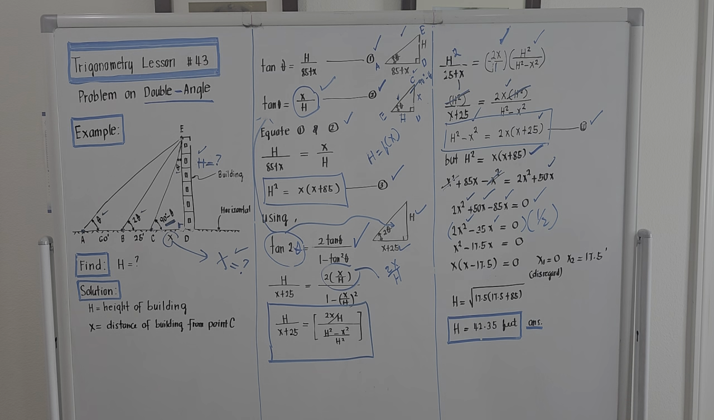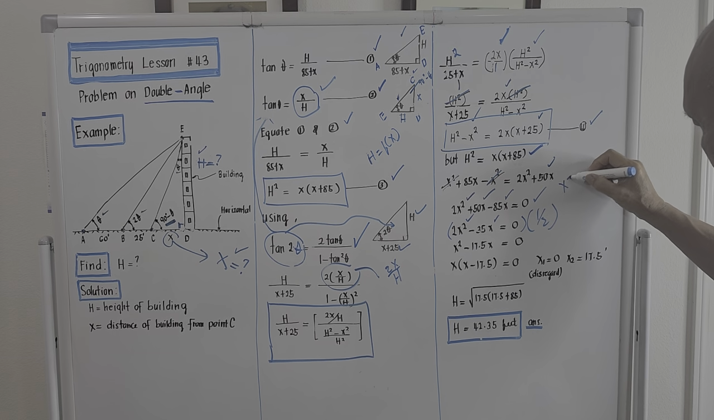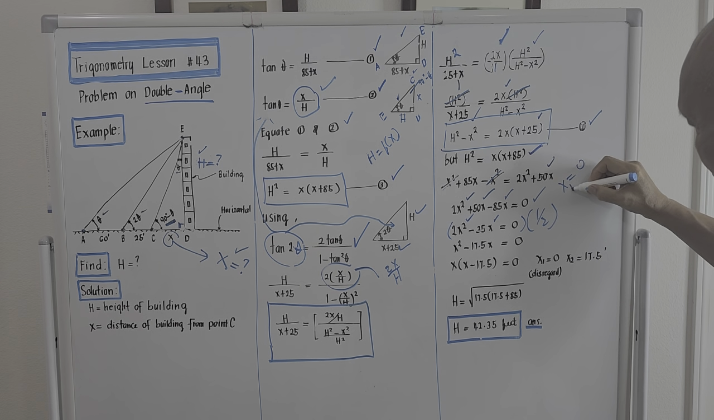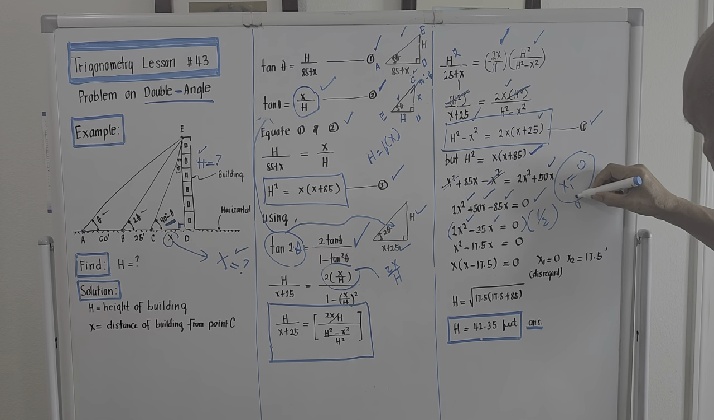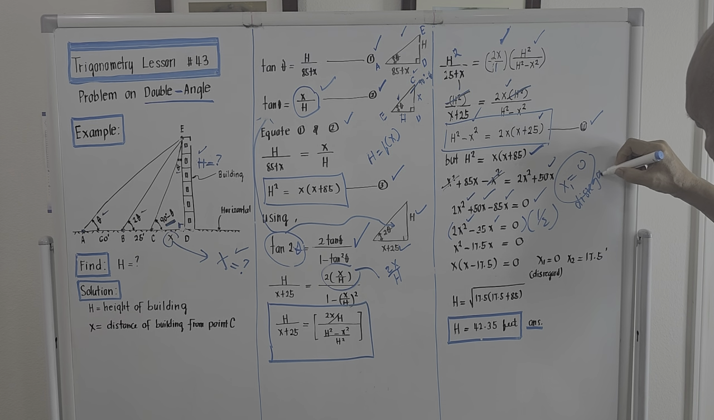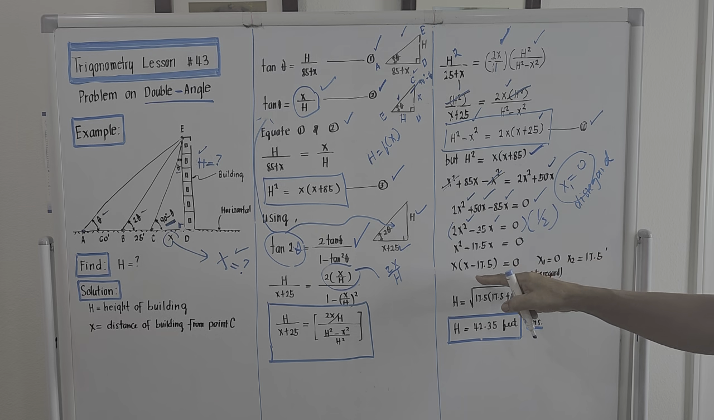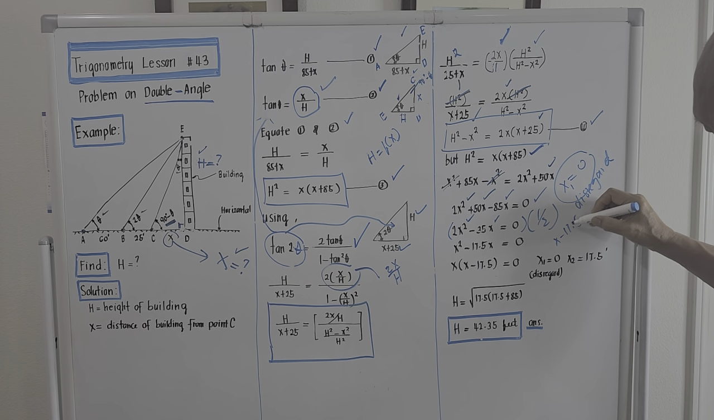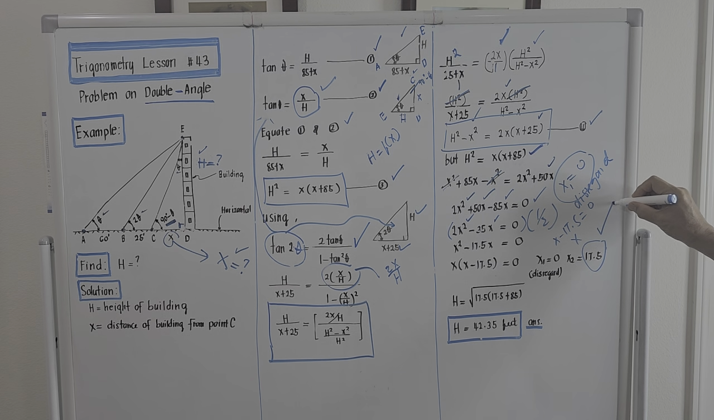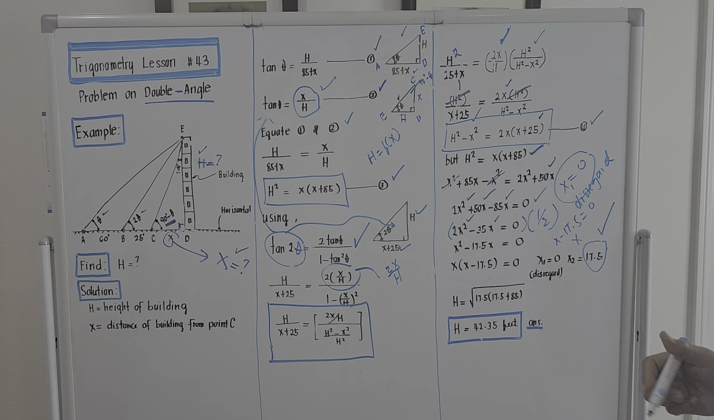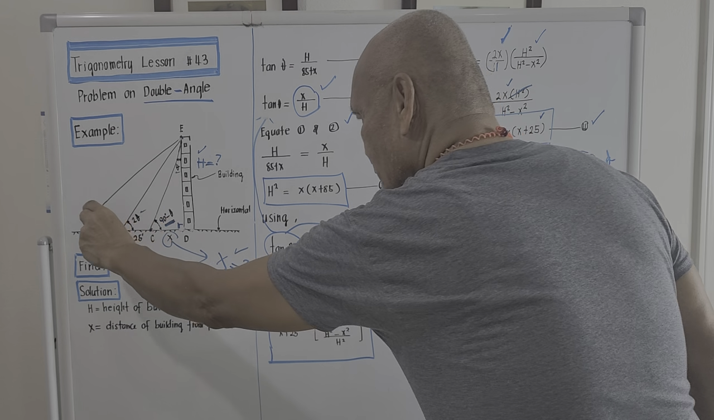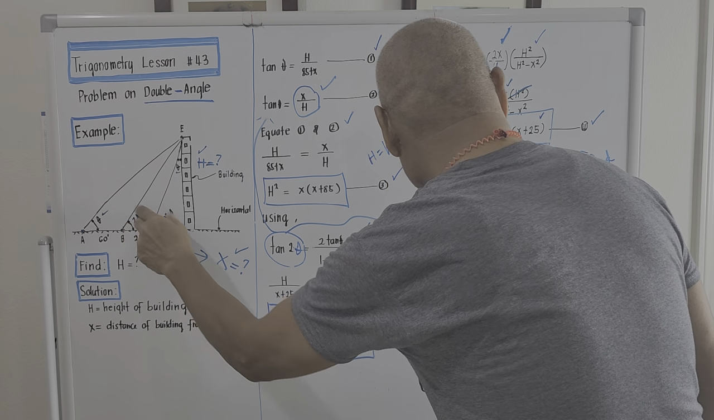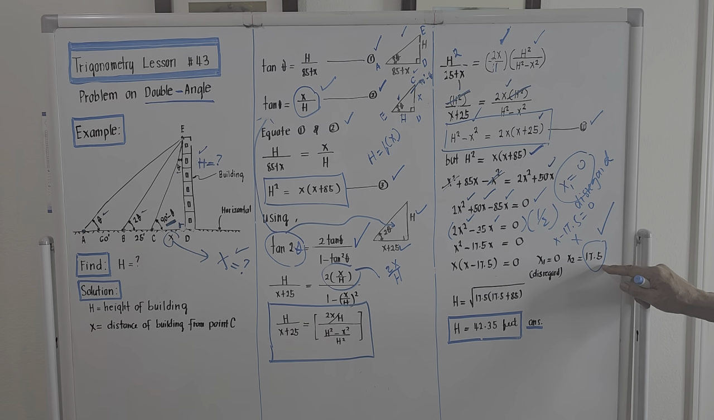Then as a rule in algebra, we equate each factor to 0. So x1 will be equal to 0, and we disregard this one. Taking the next factor, we equate that to 0. x minus 17.5 equal to 0. So x now will be equal to 17.5. So the correct value of x, which will satisfy for this to be theta, twice theta, and this is 90 degrees minus theta, is x equal to 17.5 feet.